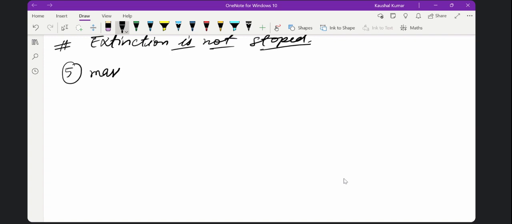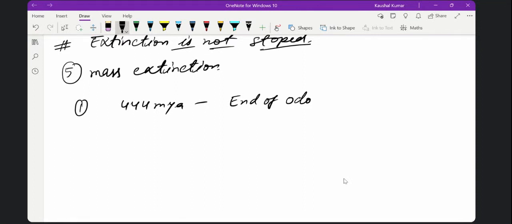So what are the five mass extinctions? The first happened 444 million years ago, at the end of the Ordovician period. More than 80% of species were lost.